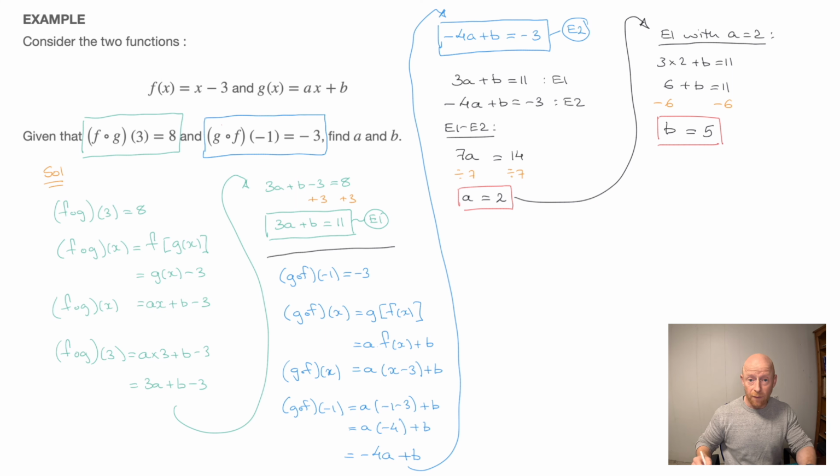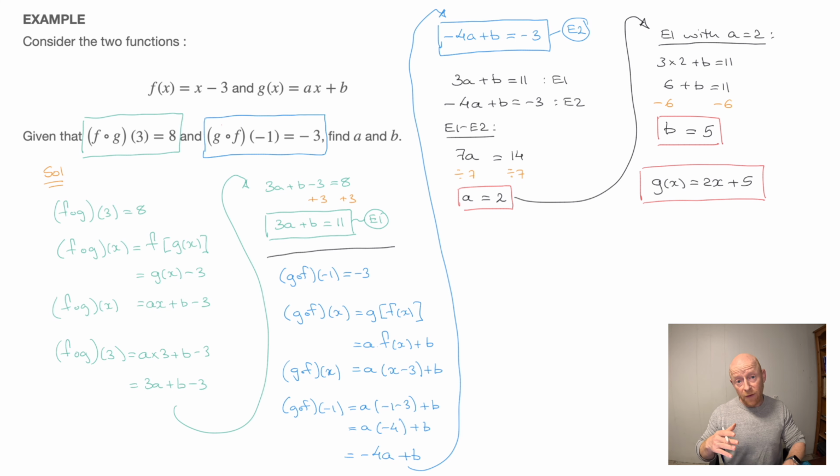Now, to polish things off nicely, we could of course say what the function g of x is actually equal to, and we could go ahead and state that g of x is equal to 2x plus 5. And I'd go ahead and box that result as well. There we go. Now, as such, we've now answered the question.